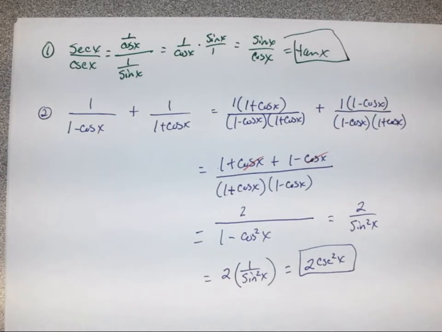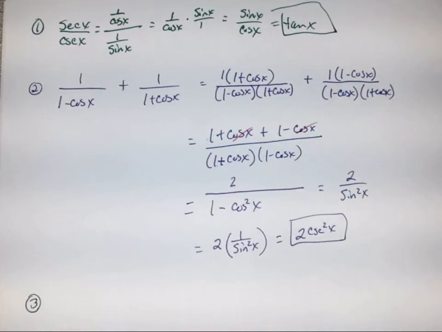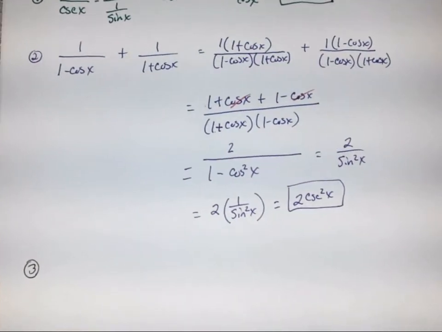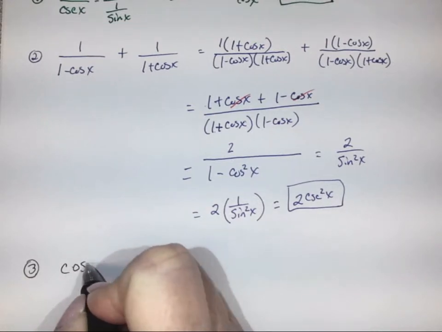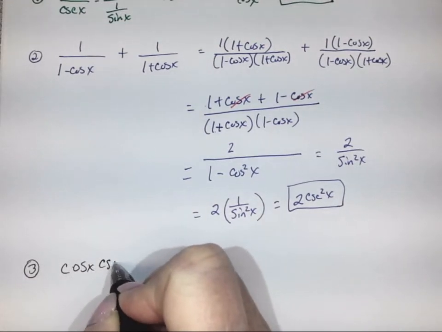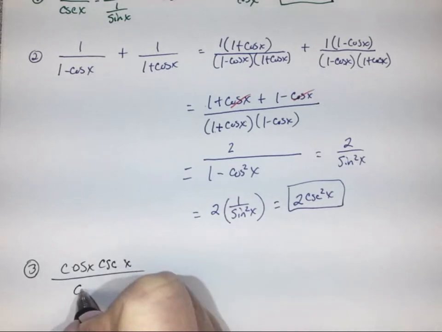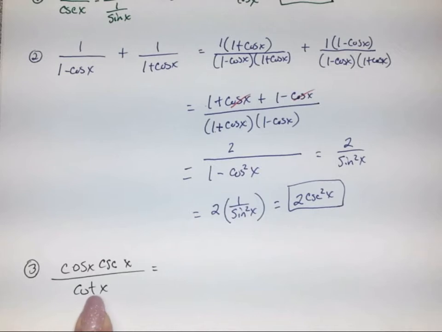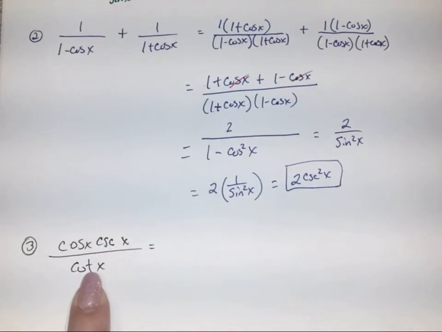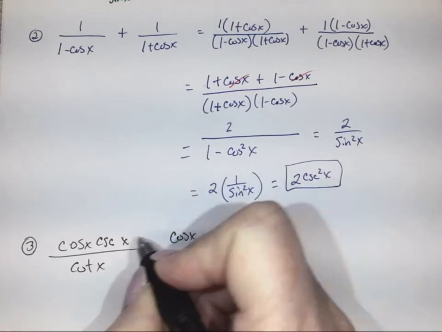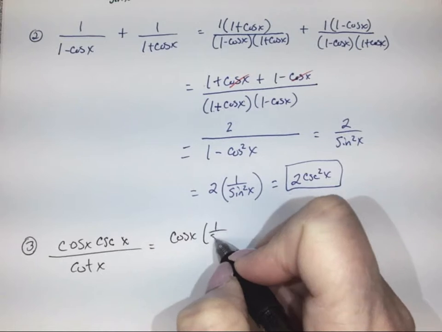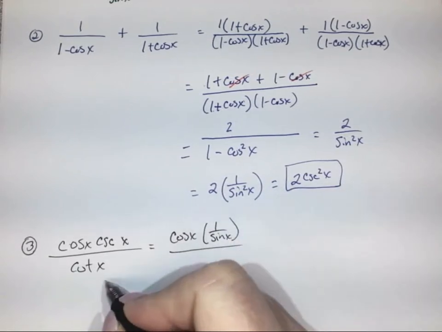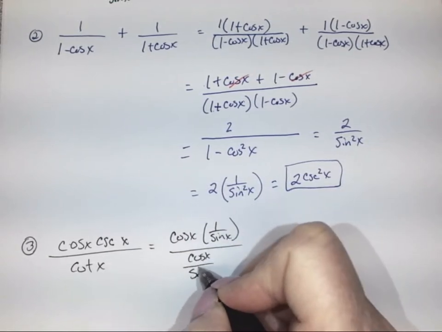All right, let's go look at our third one. So for number 3, we are still simplifying. And we have cosine x times cosecant x over cotangent x. Now, with cotangent, a lot of people always want to put it as 1 over tangent. But if you're trying to simplify these, you want to put everything in terms of sine and cosine. So we'll have cosine x, and cosecant is going to be 1 over sine x, and cotangent is cosine x over sine x.